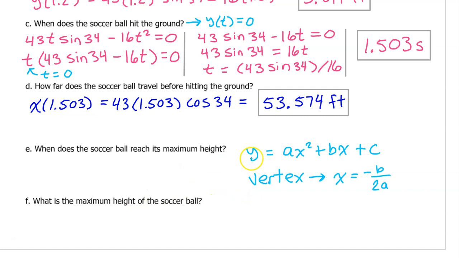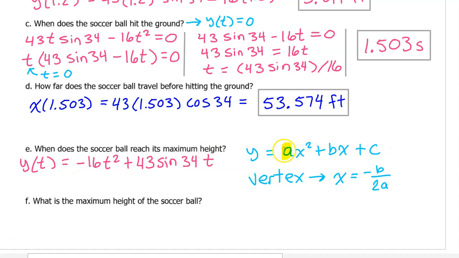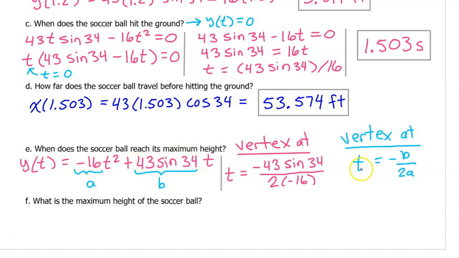Back in Algebra 2, we learned that given a parabola in standard form, the x-coordinate of the vertex would equal the opposite of b over 2a. Here's the vertical position or height function we found back in Part A. Here's that same formula rewritten in standard form so that you can see that a is negative 16 and b is 43 sine 34. So if the vertex occurs at opposite of b over 2a, then in this case the vertex will occur when t equals negative 43 sine 34 over 2 times negative 16.